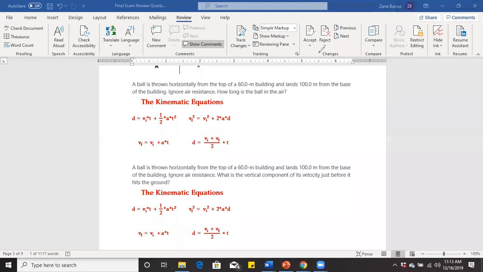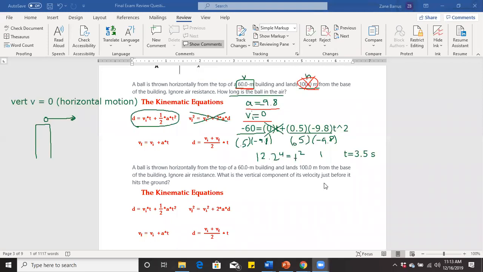Okay, let's do a similar question. I might want to hold on to these numbers just in case I need them. The second question I've got down here is the same question as before. It's just asking a different part. We still have the same scenario, except that it's asking what is the vertical component of its velocity just before it hits the ground. So they want the velocity just before it hits the ground. They're looking for VF.